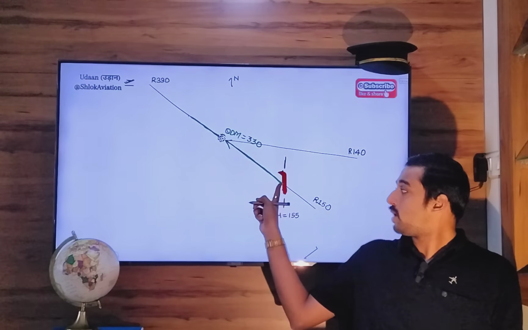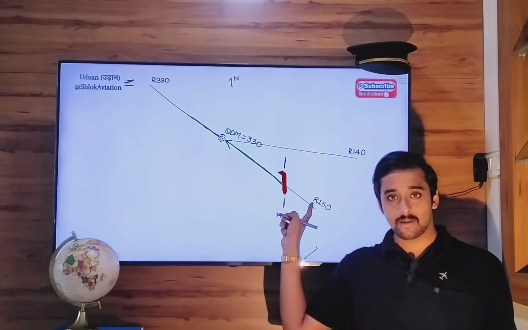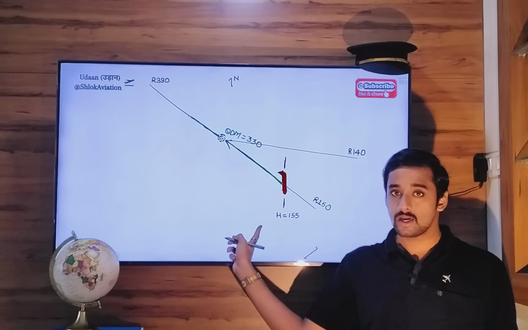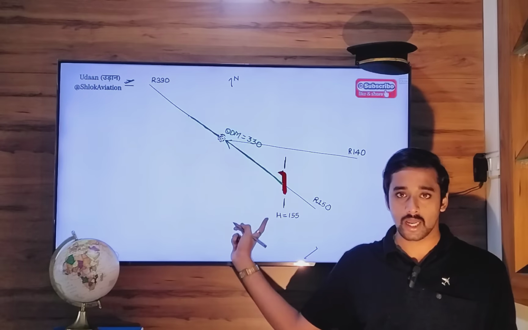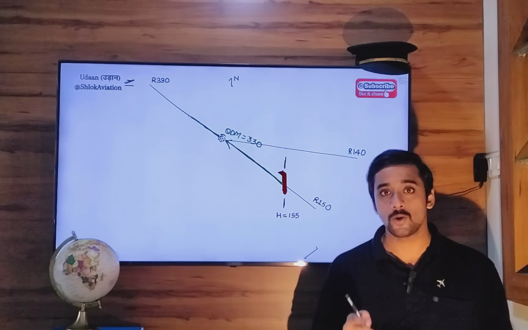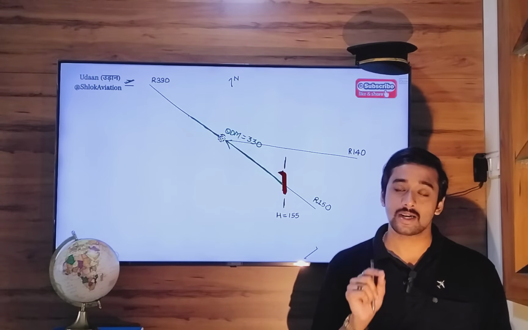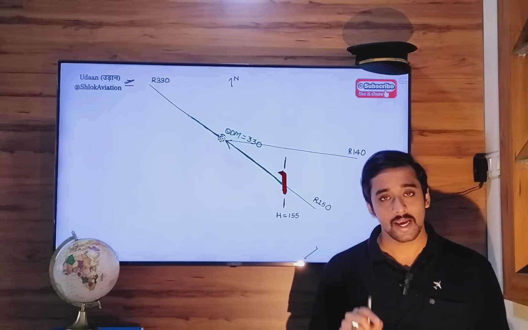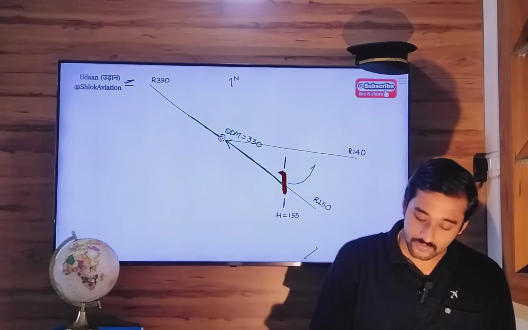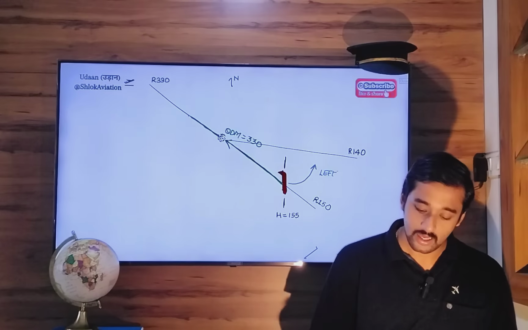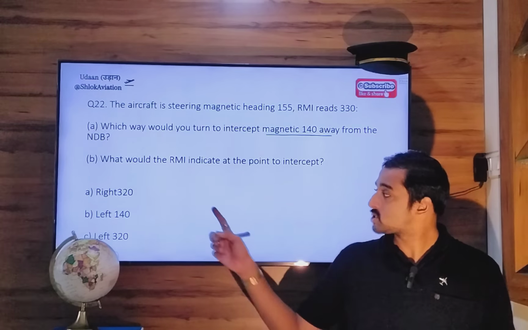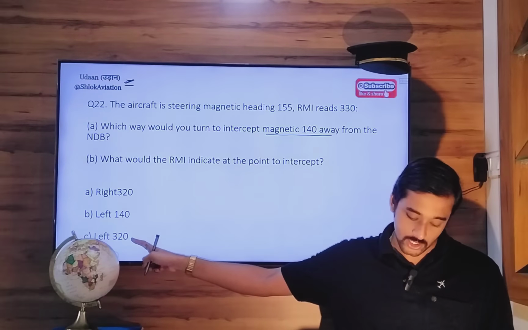Now look, you are on track 150 outbound from this NDB station. Your current heading is 155. That means towards the south westerly direction. Okay, towards the south direction. And you want to go to track 140. So in order to go to track 140, you will have to make a left turn, because that will be the shortest turn you will have to make in order to go towards that direction. So you will make a left turn in order to intercept a track of 140 from the NDB station. So it's either option Bravo or option Charlie.